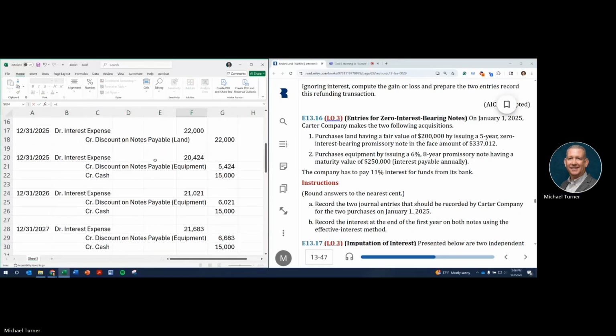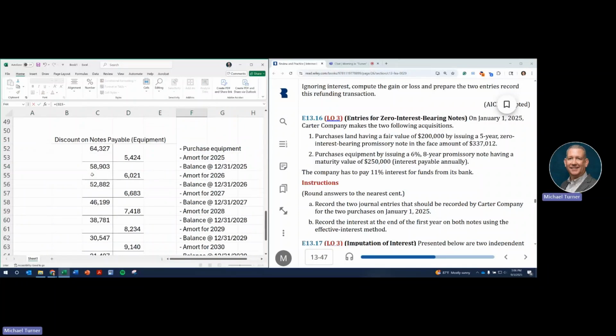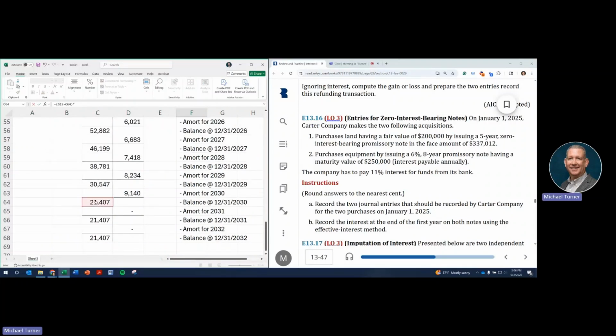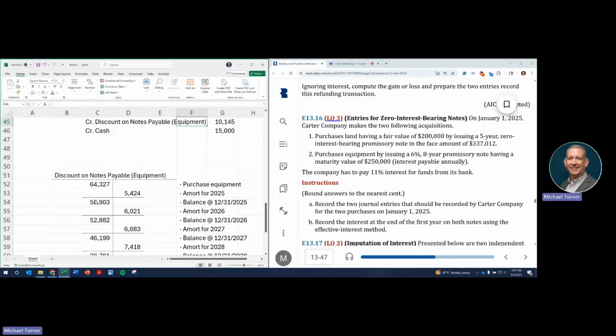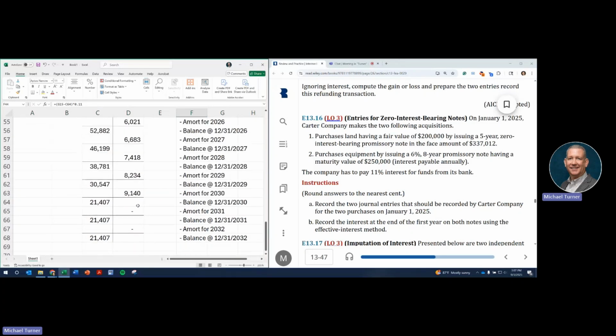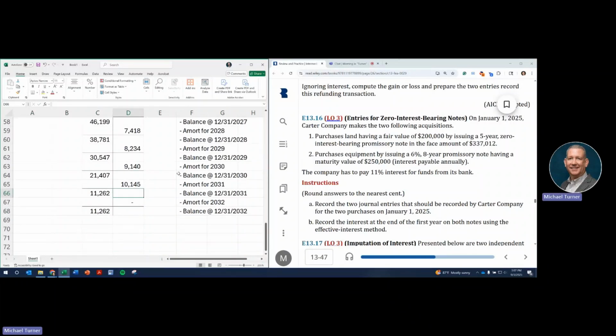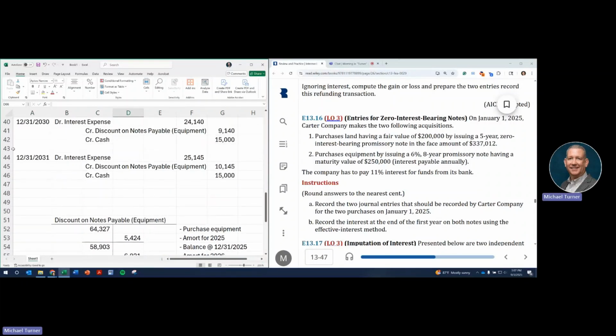Face amount minus the balance of the discount. Net those together and multiply it by our effective interest rate, 11%. We get $25,145. Net against the $15,000 cash payment means the amortization is $10,145. And we have 1 year to go, which is 2032. So let's do that last amortization.